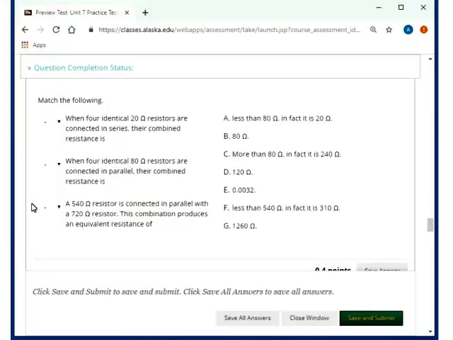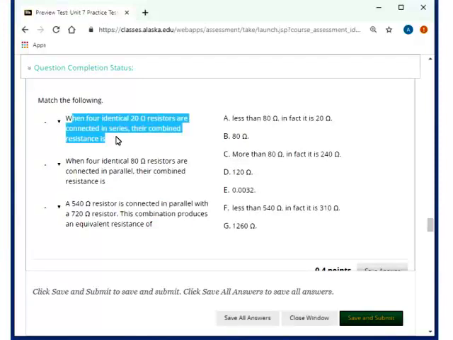All right, so here you combine resistances. When four identical 20 ohm resistors are connected in series, their combined resistance simply adds up to 20 added four times, so 80 ohms.